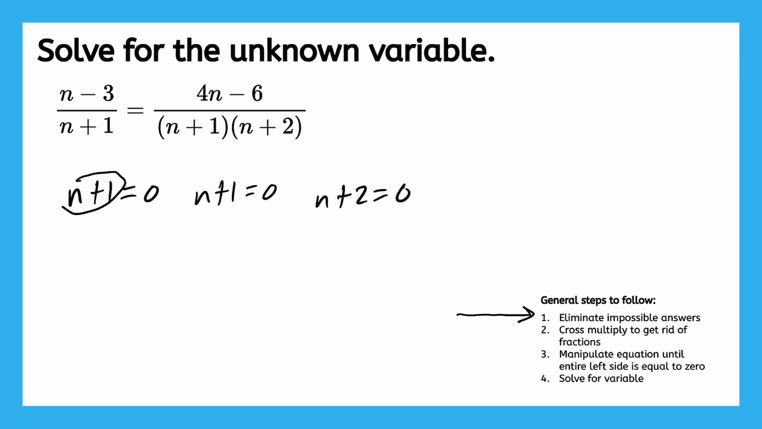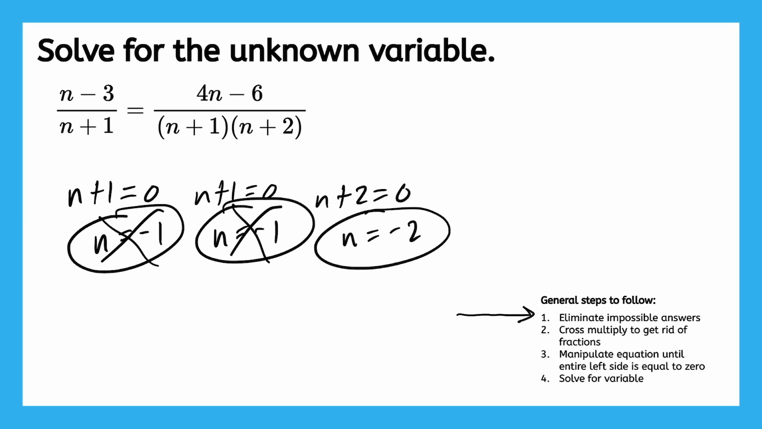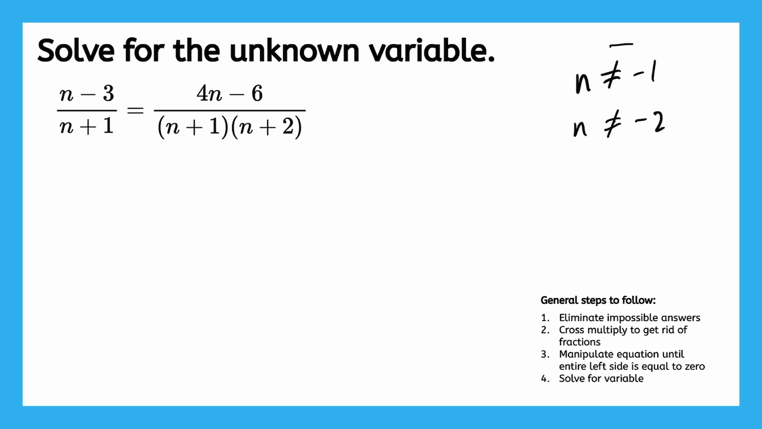So right here, let's go minus 1, and again minus 1 on that right side, and we get n equals negative 1. Same thing for that next equation, n equals negative 1. And then right here, minus 2 and minus 2, in order to get n alone, we get n equals negative 2. So this value for n will make a denominator 0, which means that n cannot be negative 1, and n cannot be negative 2. Okay, perfect. We have now eliminated the impossible answers.